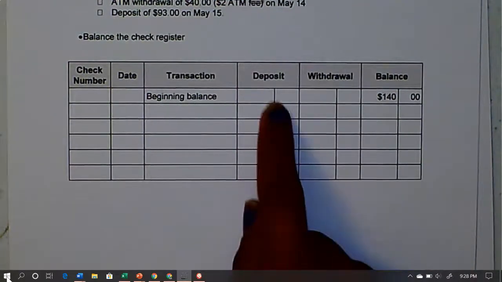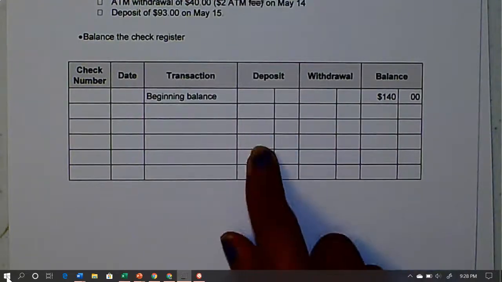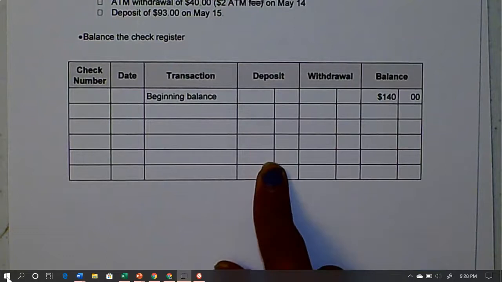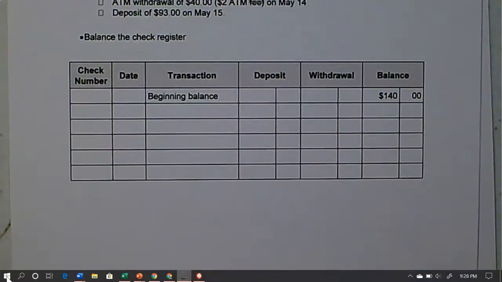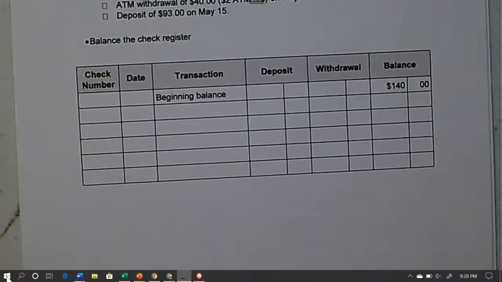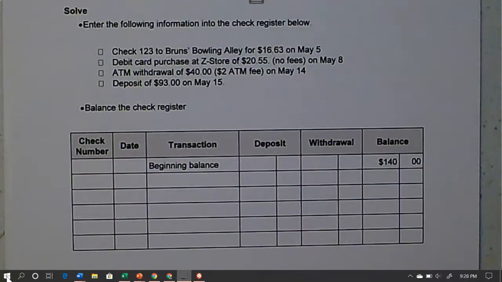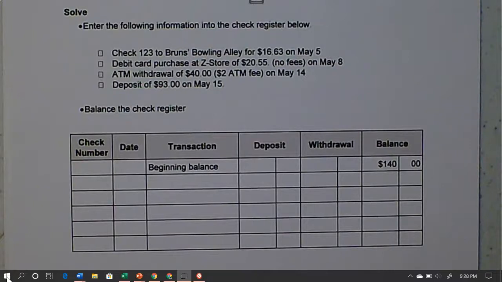So this is kind of like the basic concept. Some of them look a little different. Some of them don't have the money broken down into 2 columns where it's the dollars and the cents. Sometimes it's just 1 column. But this is kind of like the basic outline of what a check register looks like. So we're going to work together on filling in this check register. And we're going to use these examples here. Okay, and I'm going to go through each one. We're going to put it in our check register.